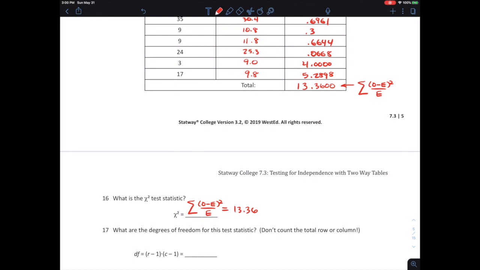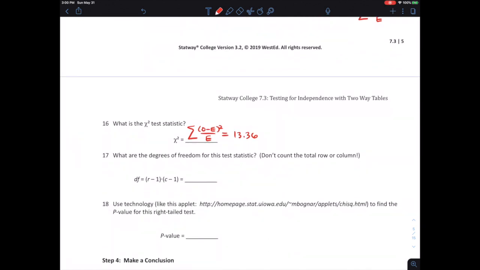And then we've already figured out the degrees of freedom. There were 4 degrees of freedom, and that came from the fact that there were actually 3 rows of data, don't count the total row, minus 1, and 3 columns of data, and again, minus 1, the last one doesn't count. Okay, so this is just 2 times 2, which is 4. So there's 4 degrees of freedom here. Okay, and we're almost done.